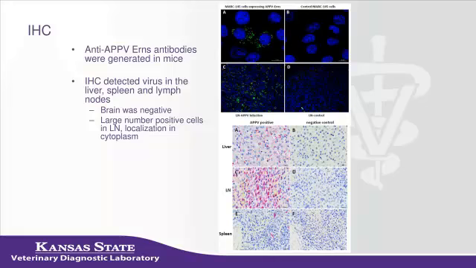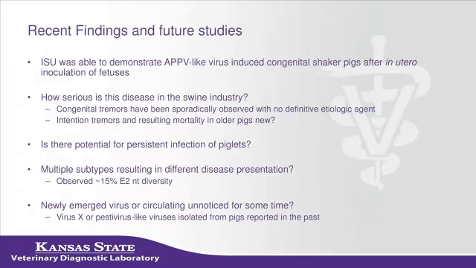Since we had those reagents available, we were able to go back to pigs' tissues from this outbreak and look at various tissues for pestivirus. You can see staining in the liver, spleen, especially lymph nodes. Also, once we found the virus, we used real-time PCR to confirm it's present in the brain as well as multiple tissues. So again, we felt pretty confident that this pestivirus is likely a significant contributor to the disease we're seeing out there.